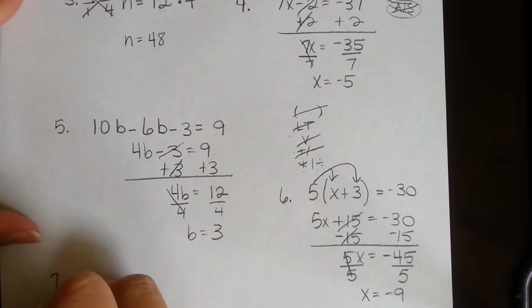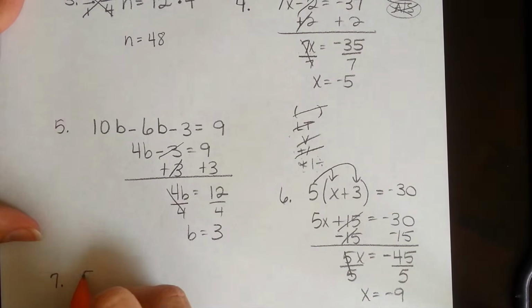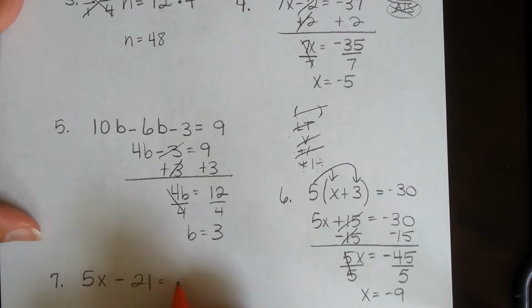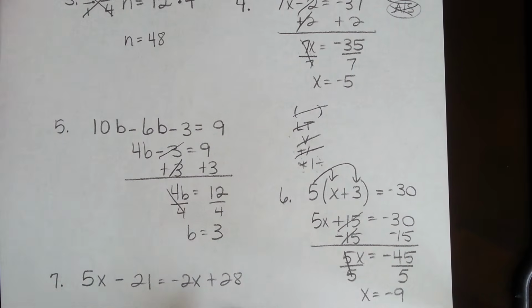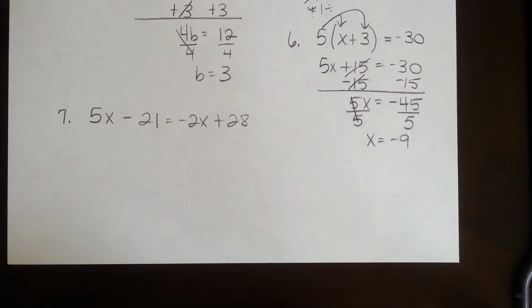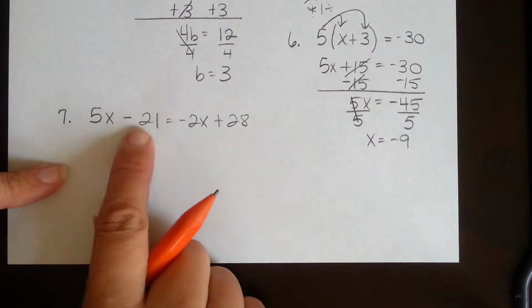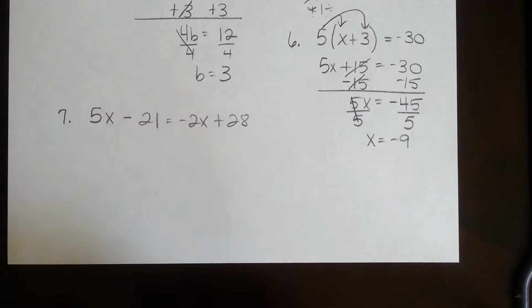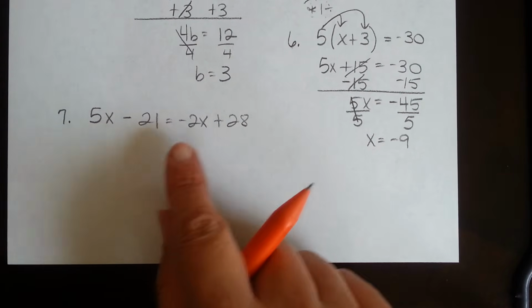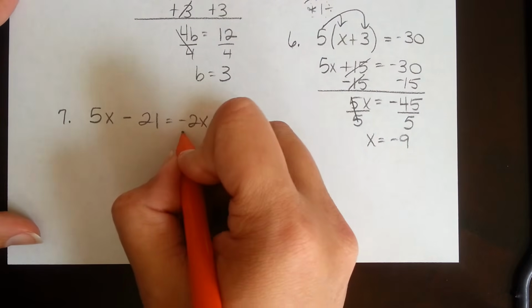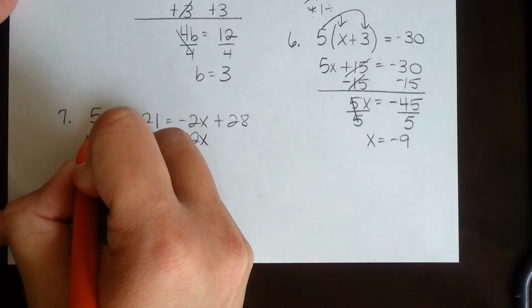Problem number 7. We have 5x minus 21 equals negative 2x plus 28. On this problem, we don't have any parentheses. On this side, we don't have any like terms. On this side, we don't have any like terms. We do have variables on both sides. So remember, we want to add the opposite of one of them to both of them. So I'm going to use the opposite of negative 2x, which would be a positive 2x.